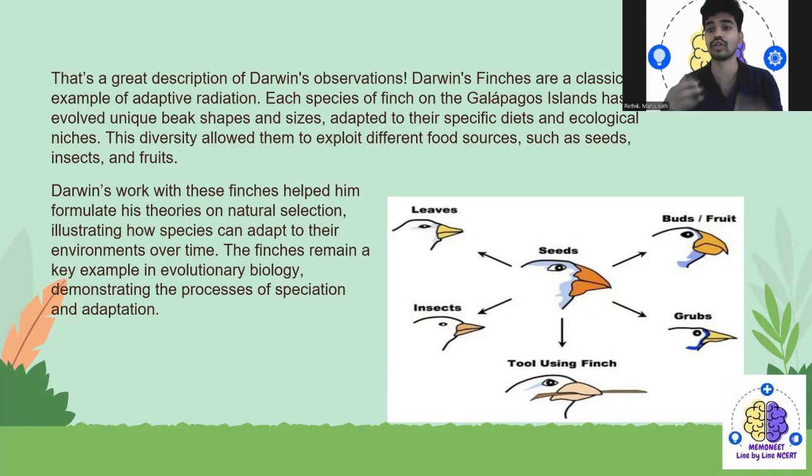species, Darwin could observe different evolution of the beak pattern. They had different shapes and different sizes, and they were adapted to their specific diets, that is, specific food and ecological niche. This diversity allowed them to exploit different food sources such as seeds, insects, or even fruits. Here you can see the variation in the beak pattern.